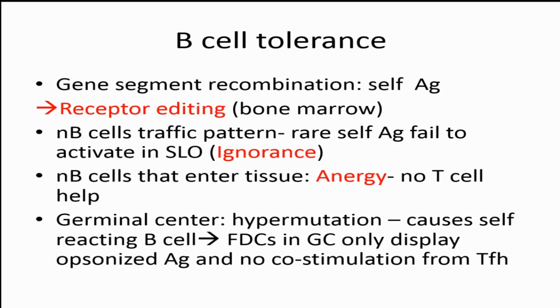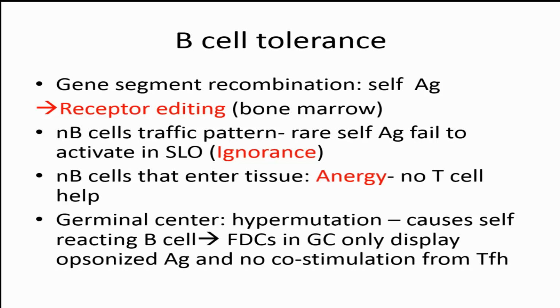Now, say the naive B cell is formed and it goes to the secondary lymphoid organs; it's similar. It's going to go through a trafficking pattern where it's only going to stay in the secondary lymphoid organs, so it's not going to come across the tissue antigens to which it might be self-reactive. And if it does come across a rare self antigen, it's going to be rare enough that it's not going to cross-link the BCRs. So that's ignorance. Now say that naive B cell entered the tissue where it was not supposed to go. Mostly they don't go to the tissue, but say a naive B cell ended up there, then it's going to have enough antigen to cross-link, but it's not going to get the co-stimulation, which is anergy.